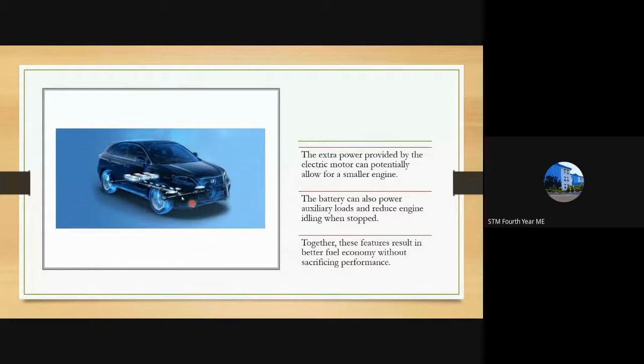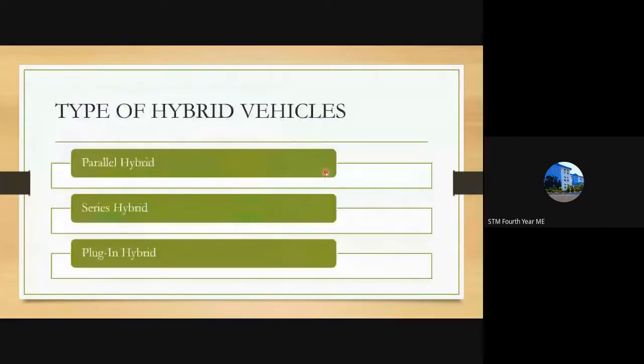So the battery pack voltage is much higher than that of a 12-volt battery. Next, the vehicle here is the Lexus UX, and this is also a hybrid vehicle that is most commonly used. Next, we will look at the types of hybrid vehicles. There are basically three types of hybrid vehicles: parallel hybrid, series hybrid, and plug-in hybrid.